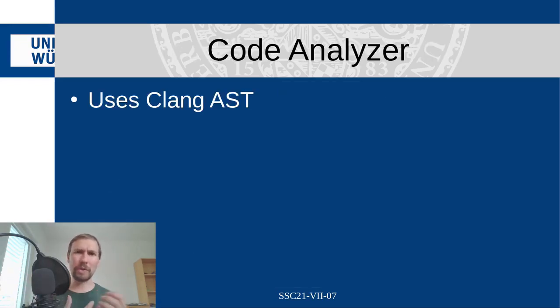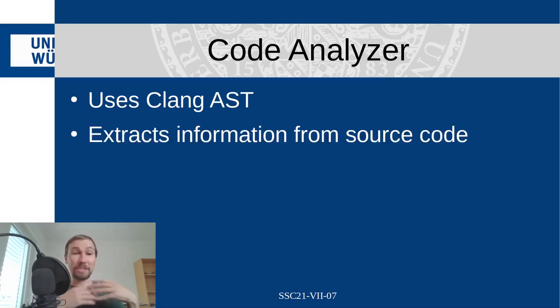So our code analyzer uses the Clang abstract syntax tree. Most of you might know Clang as a compiler frontend for LLVM, but you can also use it standalone for its parsing functionality. This is what we do here. We don't want to implement our own parser because C++ is very complex. Based on the abstract syntax tree, we extract information from the source code. We will see an example in the next few slides.